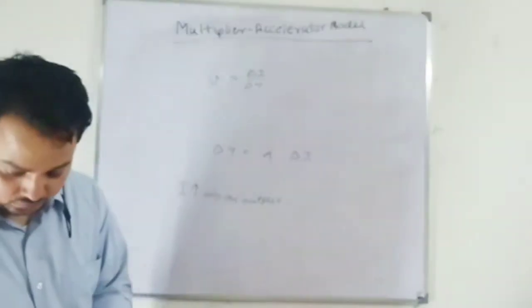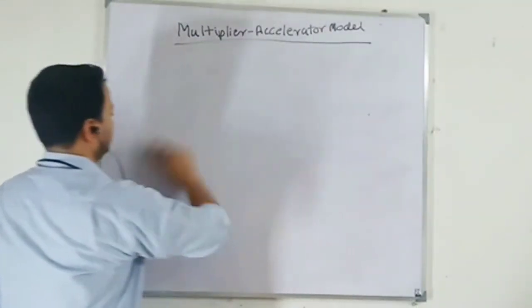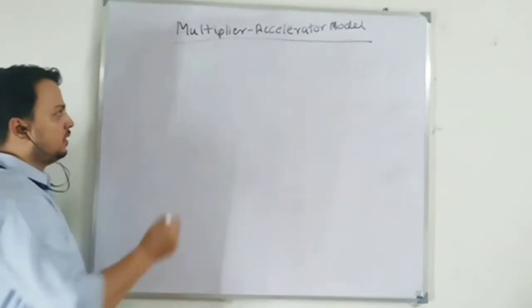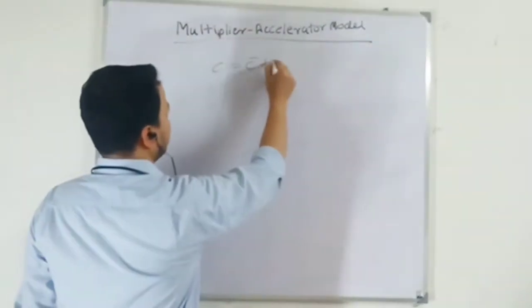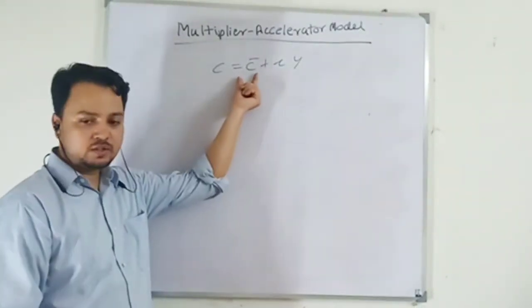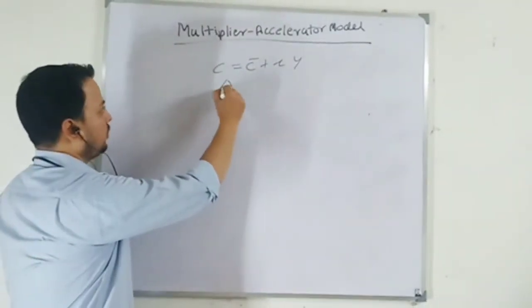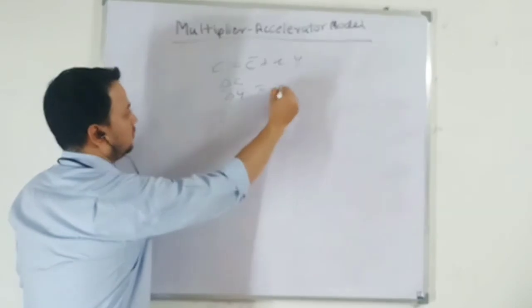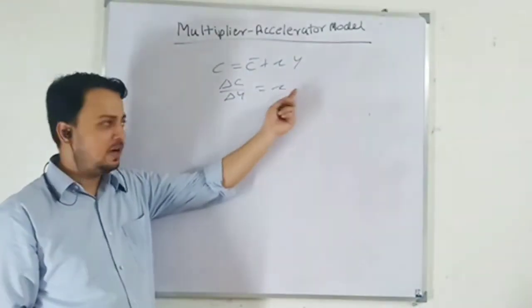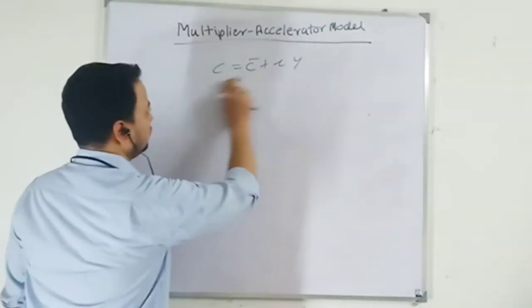Let me do the bookkeeping. Consumption, you know: C bar plus small c y. This is autonomous consumption, independent of income. This is induced consumption, MPC. Why is it induced consumption? As your income increases, consumption also increases. So this thing you know.